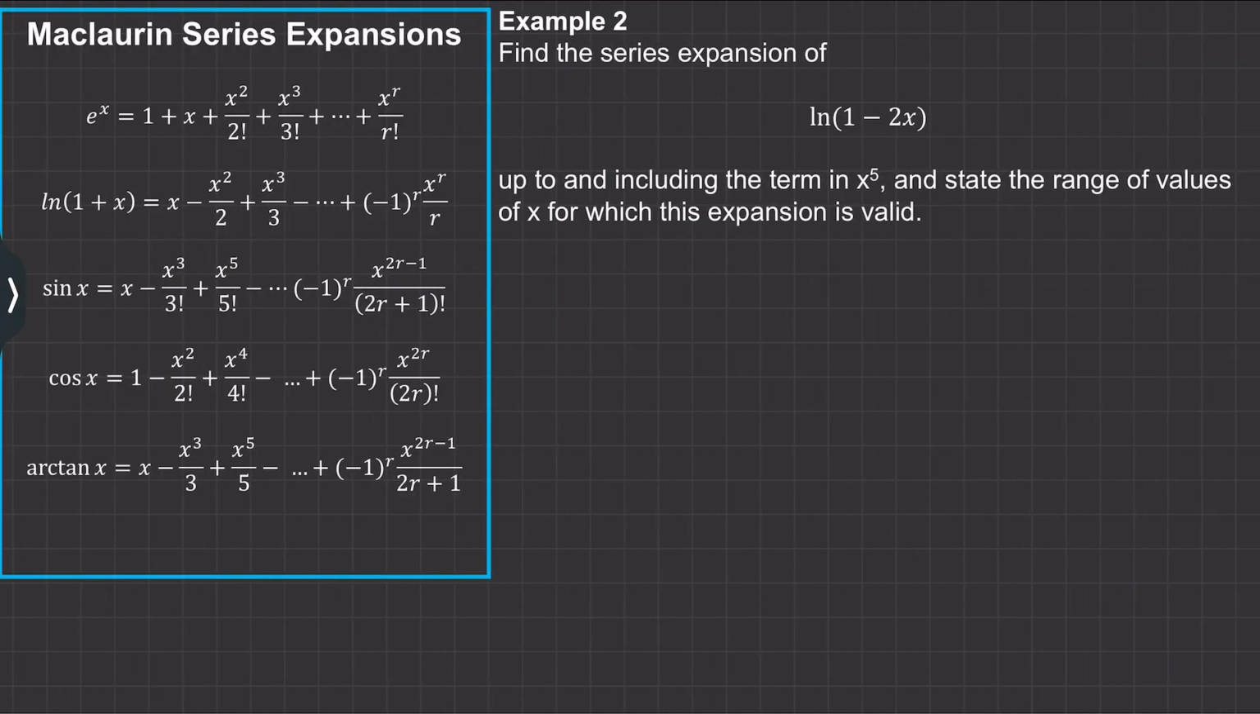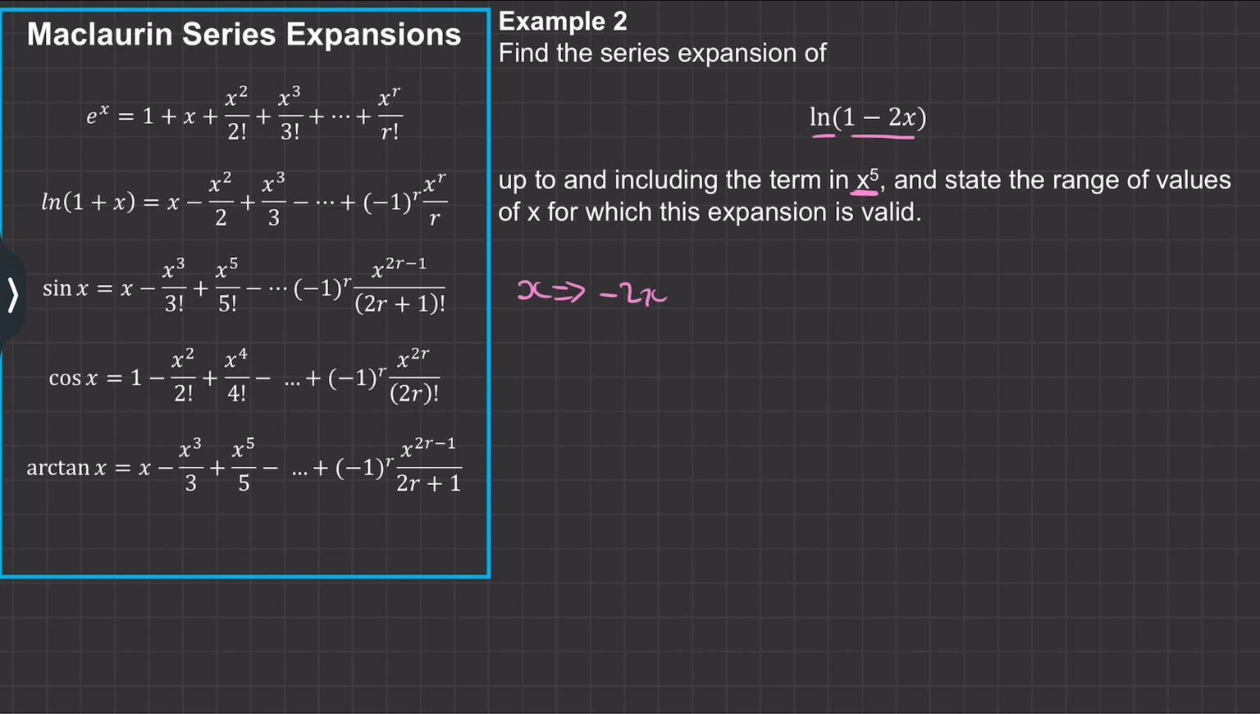So in example 2, we've been asked to work out the first terms up to x to the 5 for the natural log of 1 minus 2x. So we're going to use this expansion here, but we need to let x map on now to a negative 2x. Can you see that this positive x has been replaced with negative 2x?